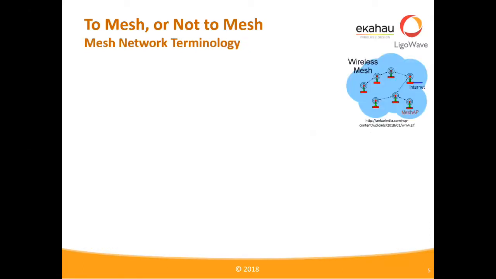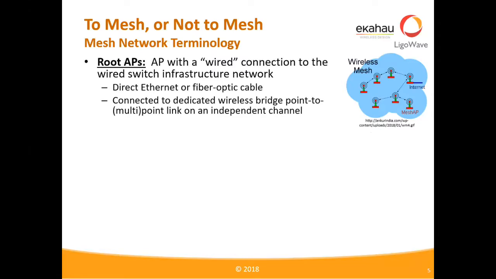So let's talk a little bit about terminology. You have what are known as root APs and node APs. The root AP is a conventional access point with a wire connecting it to a wired switch to your infrastructure network. So this is typically a direct Ethernet connection or a fiber optic cable.